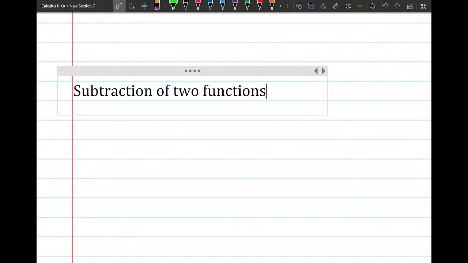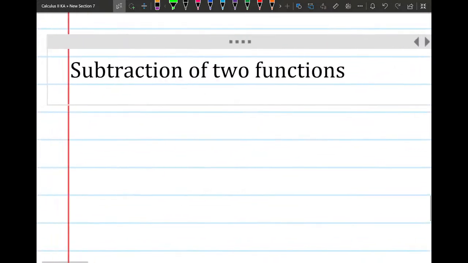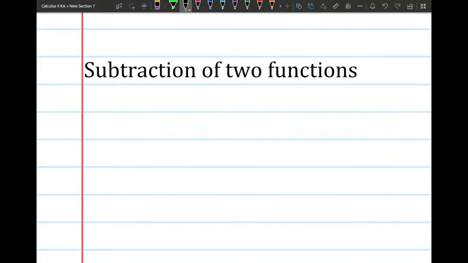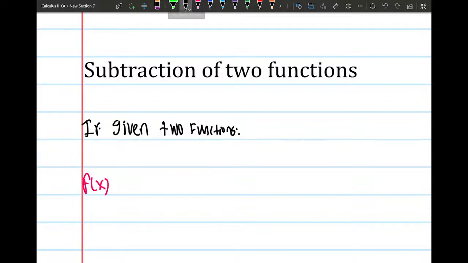Basically what I wanted to say here is that if given two functions, let's say f of x and g of x, right? So here we have f of x and g of x.